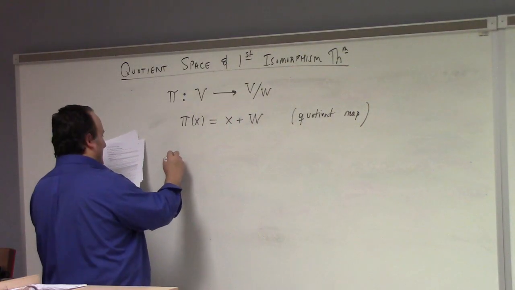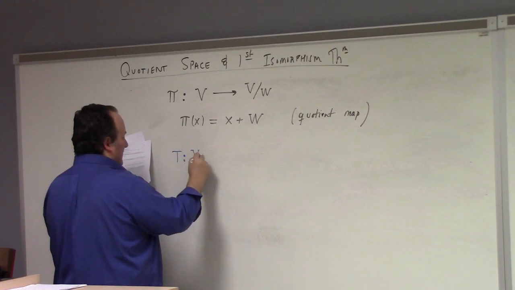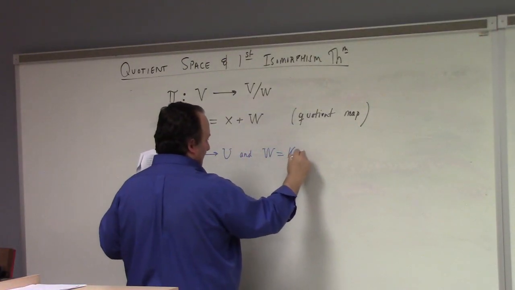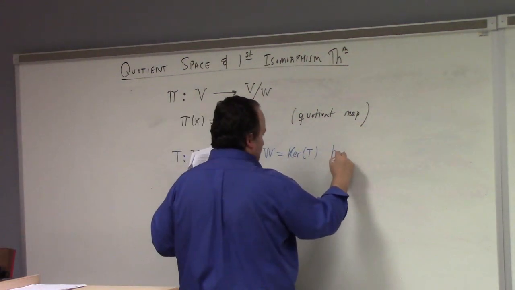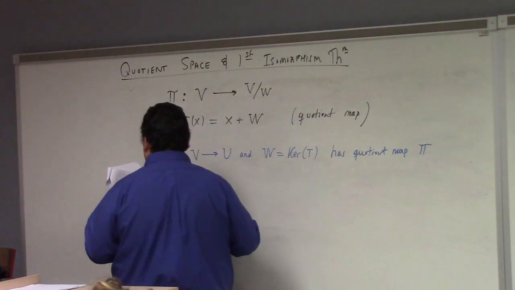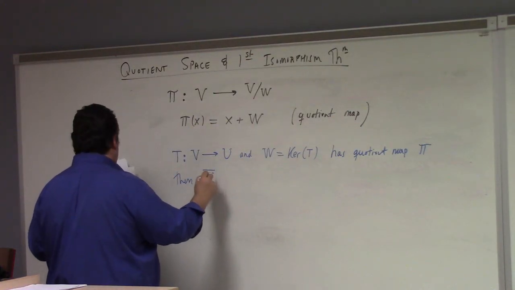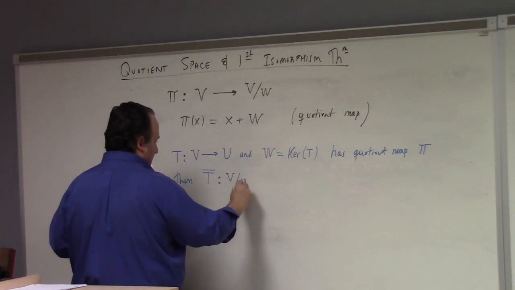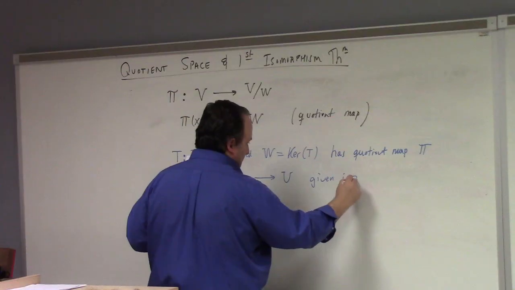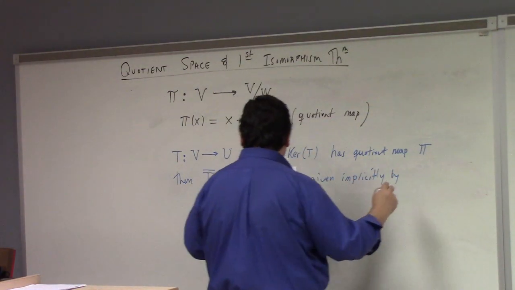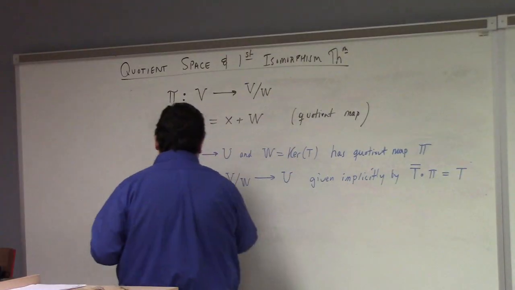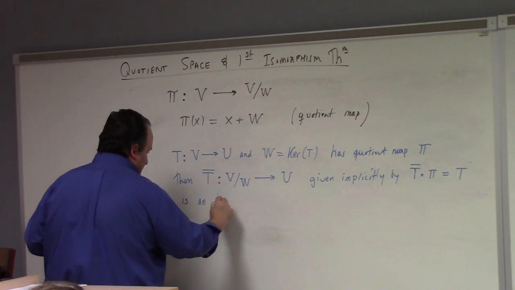So here's the theorem. If we have T, a mapping from V to U, and W is equal to the kernel of T, and that has quotient map pi, all right, then the mapping T bar, which for us is going to be defined from the quotient space of V by W to U, given implicitly by T bar composed with pi is equal to T, is an injection.